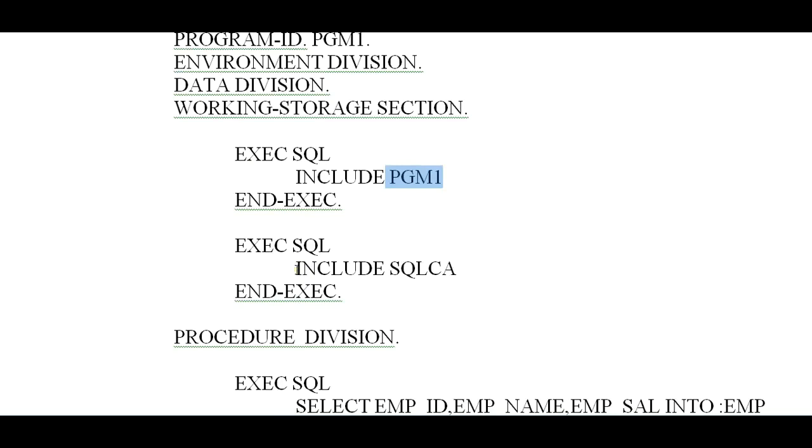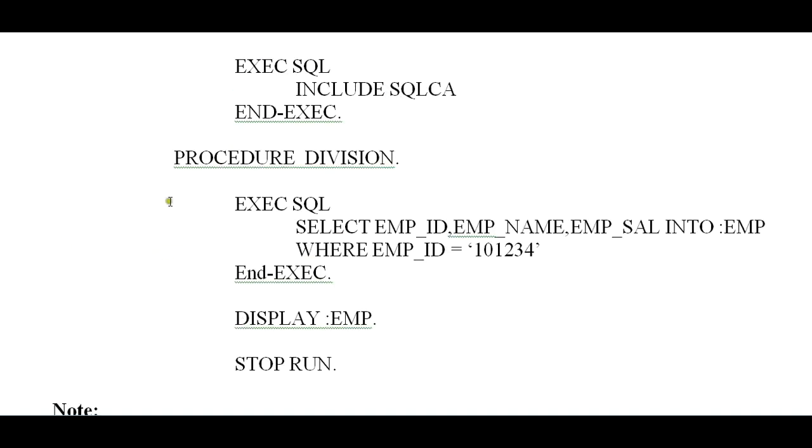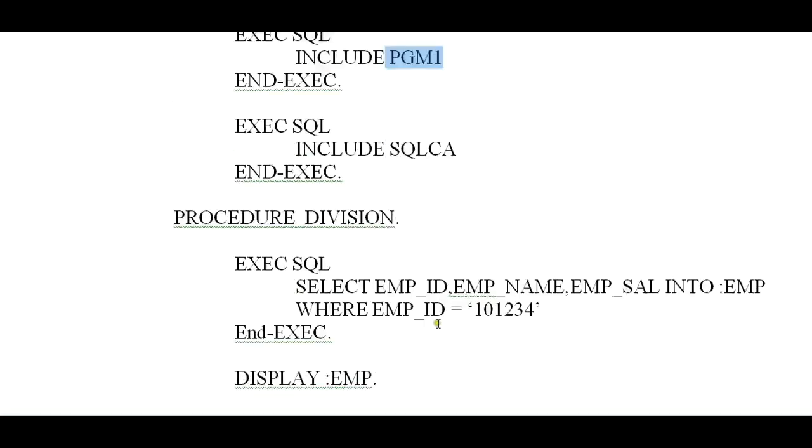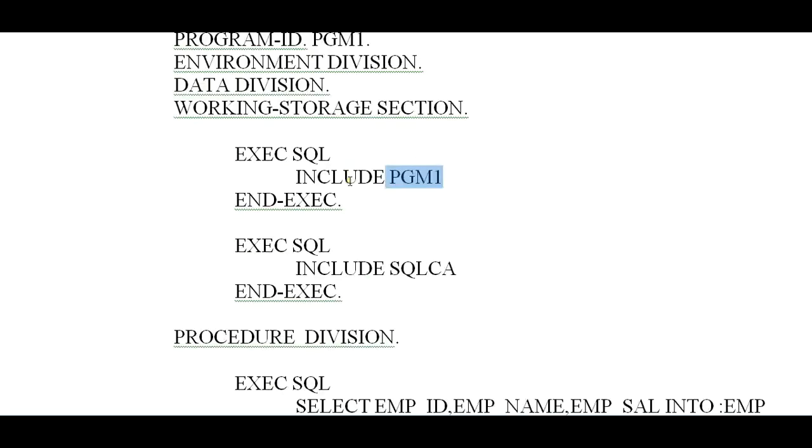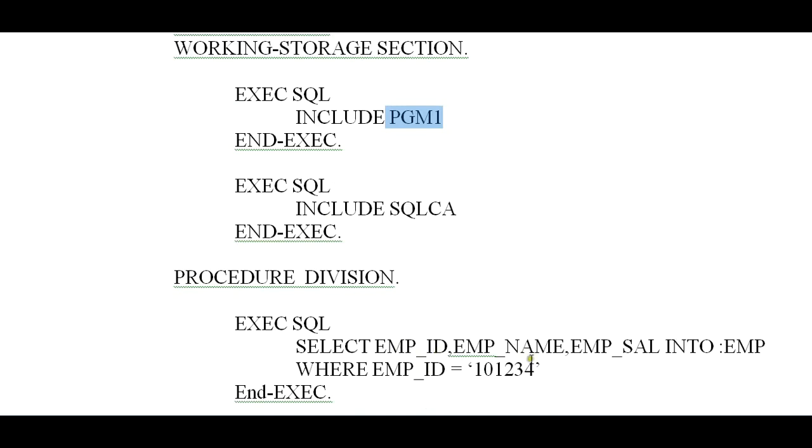it is used mainly to evaluate the SQL statements or SQL queries when you work with them. So, procedure division. Here you need to remember your column names in the table and the host variable names in the working storage section, that is, in COBOL. So employee ID, employee name, employee salary into table name, that is EMP. EMP is your table name that you have declared, where EMP underscore ID is equal to 101234. So all in the select statement, these are from your actual table, and this is the host variable.